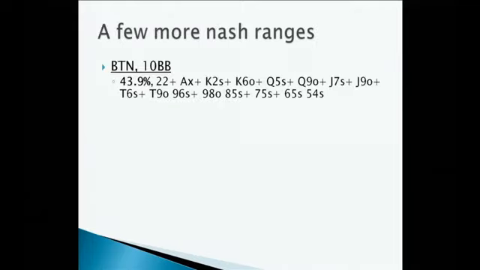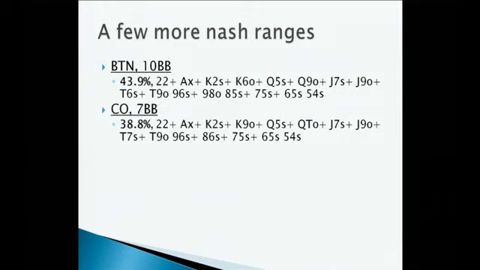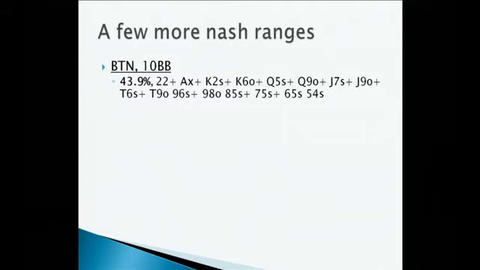So let me just show you a few more, just to give you a rough idea. This is where the memorization and interpolation comes in, because if you have a few baselines to go off of, you can use rules that theoretically make sense to extrapolate. So here's button, 10 big blinds, 43.9%, and this is roughly the hands.